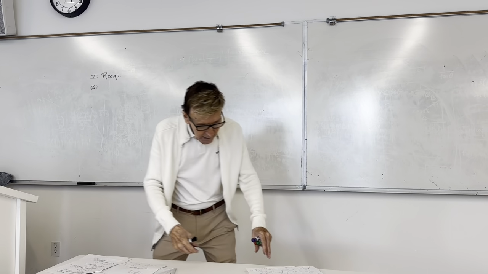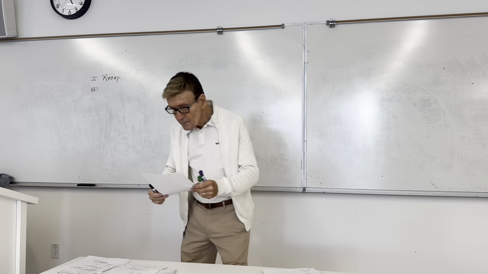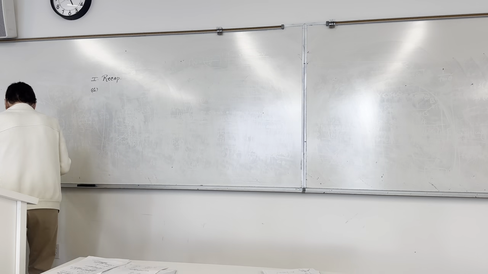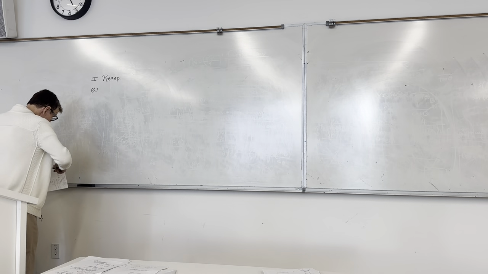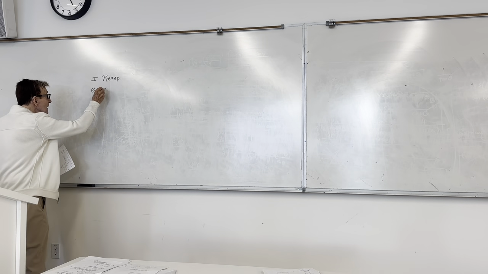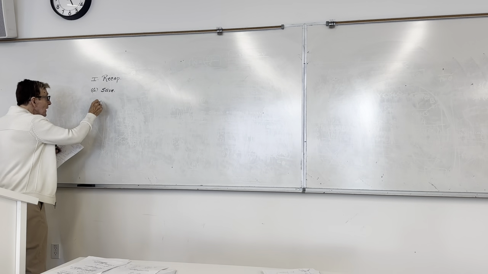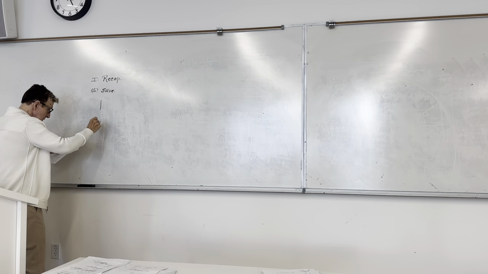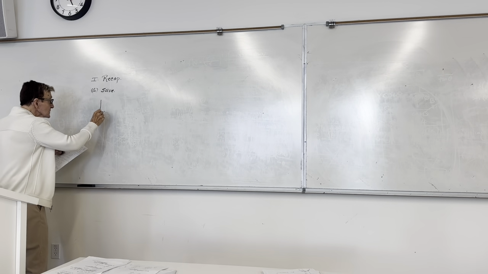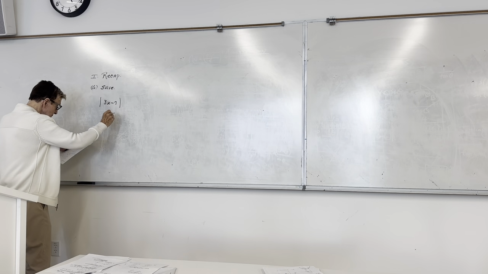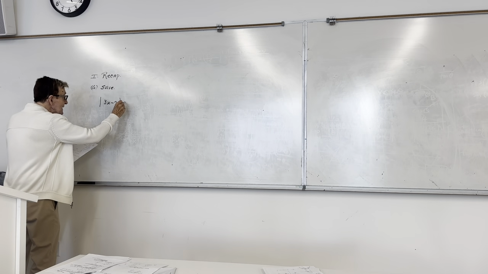Guys, first thing we'll point out is, here we go. Part one, recap. I'd like to solve this absolute value. Let's see, where am I going to start? Yes, |3x - 7| < 8.